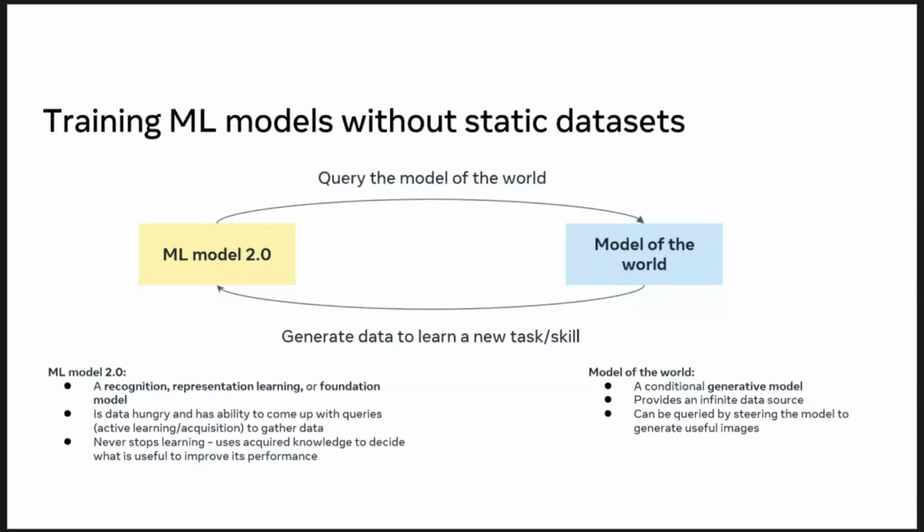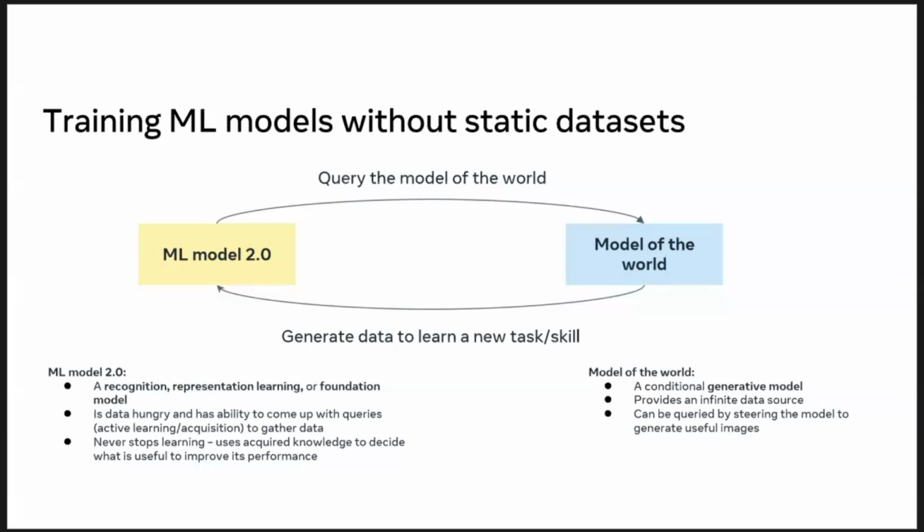However, this particular model has the ability to come up with queries. So you can think of an active learning sort of scenario, an active acquisition scenario to gather data. This model never stops learning, and it uses its own acquired knowledge in order to decide what is useful to improve its own performance.